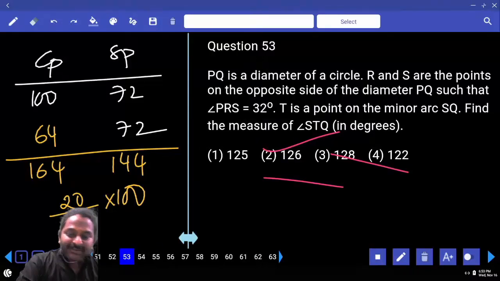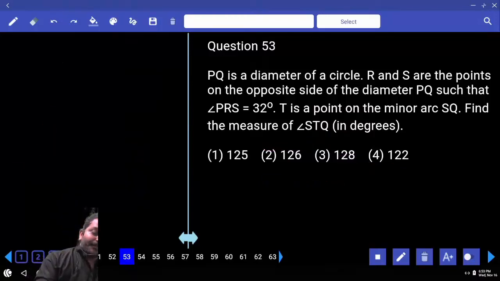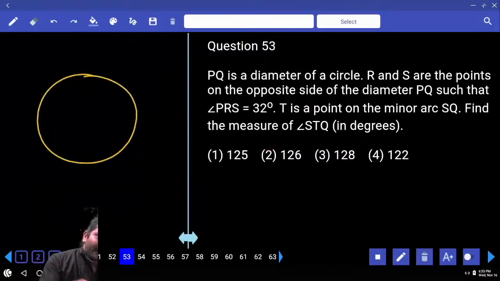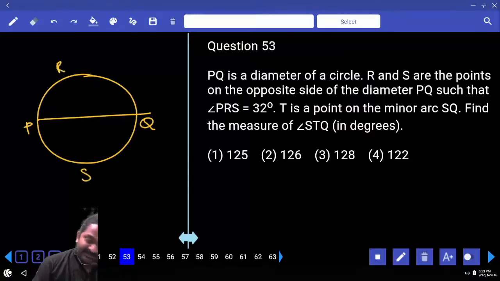PQ is a diameter of a circle. R and S are points on opposite sides of the diameter PQ, such that angle PRS is 32 degrees. Okay. There is a circle. PQ is the diameter. R and S are 2 points. They are on opposite sides of the diameter. So on one side I'll take R, on the other side I'll take S, such that PRS is 32.